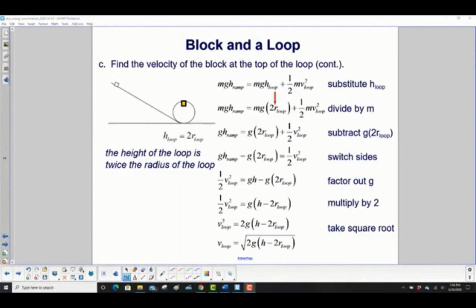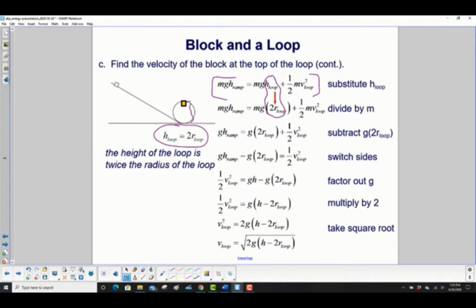Find the velocity of the block at the top of the loop. The first trick we have to avoid, or trap for that matter, is the height of the loop. We were given the radius of the loop, but don't use that, because how high is the block? It's twice the radius. It's the diameter of that loop. So we have to substitute 2 times r loop in for h. So here's our conservation of energy equation. And like we just said, we substitute 2 r loop in for h loop.